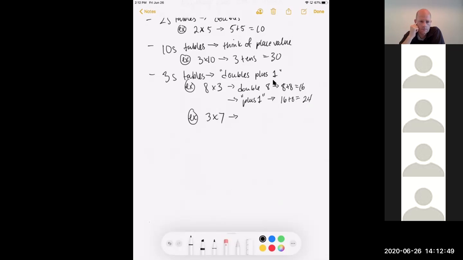So you would take 7 times 2 or 7 plus 7. Those are interchangeable, and you get 14. Then you just add another 7 to 14.